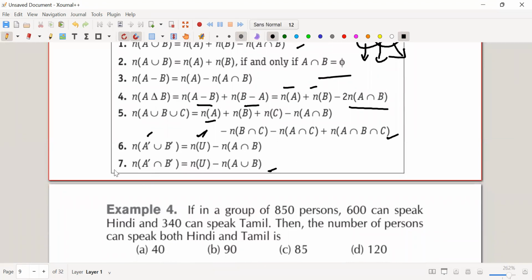In a group of 850 persons, 600 can speak Hindi and 340 can speak Tamil. Then the number of persons who can speak both Hindi and Tamil is... If you want, you can work it out.